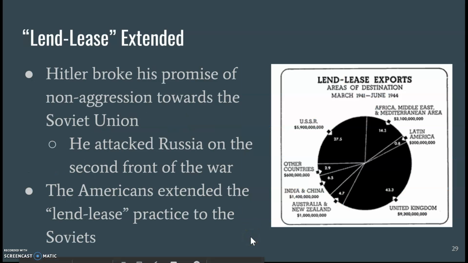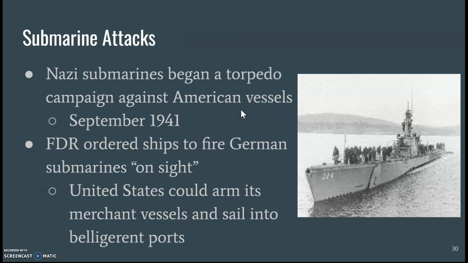We extend the Lend-Lease premise to the Soviet Union after Hitler, spoiler alert, attacks Russia and creates a second front of the war because he'd already conquered France and so many regions of Europe. And we extend the Lend-Lease to the Soviets and hand out billions and billions and billions of dollars in weapons. So you look at all these billions over here, 9.3 billion, 5.9 billion. It does greatly help our economy, though.